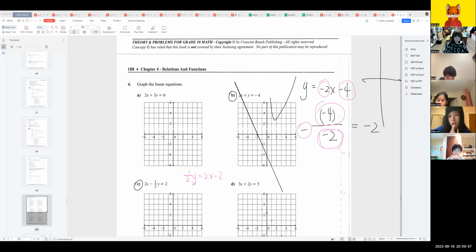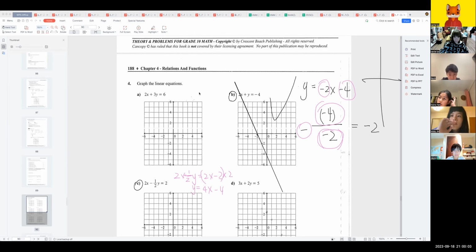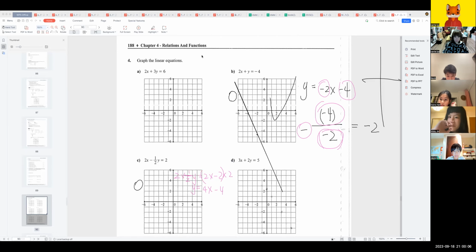Okay, so the next one is 1 over 2 y equals 2x minus 2. I'm going to get rid of the y, so times 2 for both the left side and the right side: y equals 4x minus 4. Okay, so we have negative 4, sorry, it's beneath it, so it's negative 4. And we're going to do negative 4 over 4 and negative, so it equals positive 1.